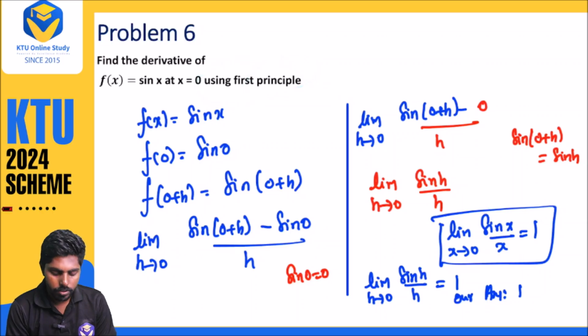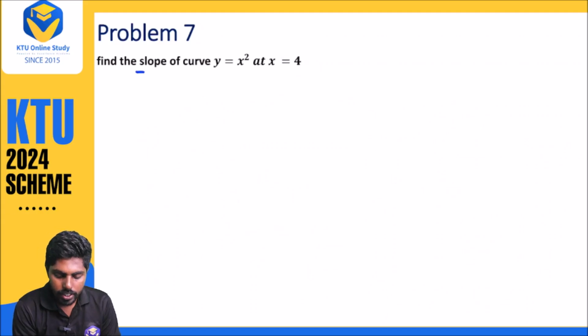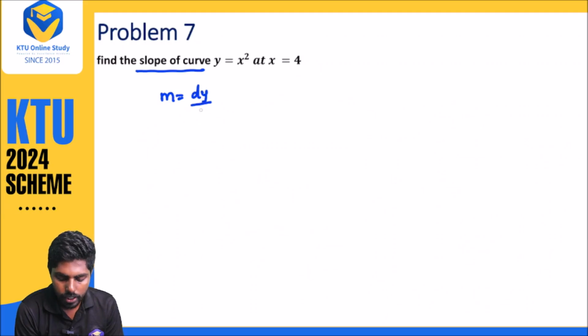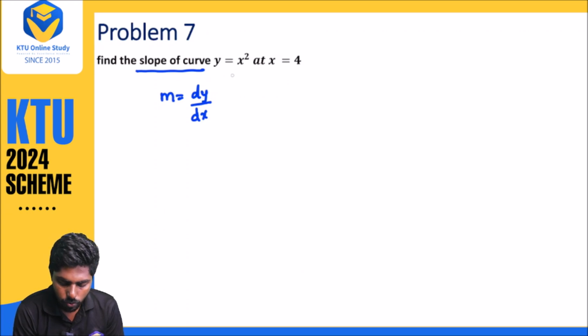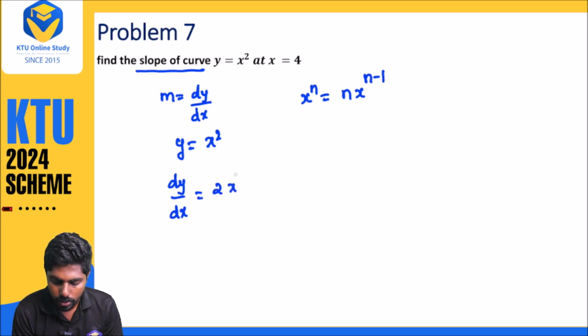Okay, we will go to the seventh problem. In the seventh problem, find the slope of the curve. Slope means m is equal to dy by dx, that means you want to differentiate. They have given y is equal to x square. We know the differentiating formula, x power n gives n into x power n minus 1. So when we differentiate, dy by dx is 2 into x power 2 minus 1, that is 2 into x power 1.